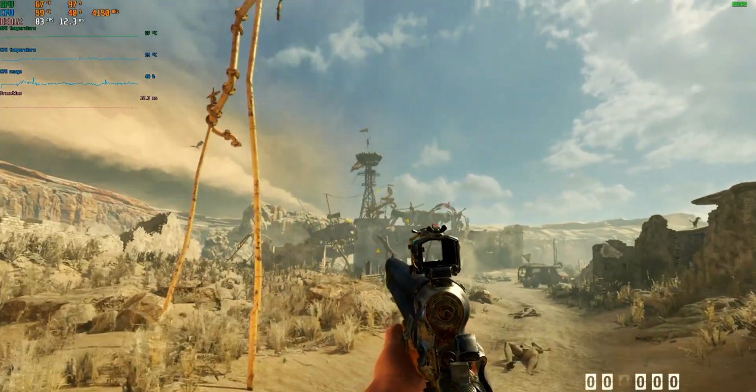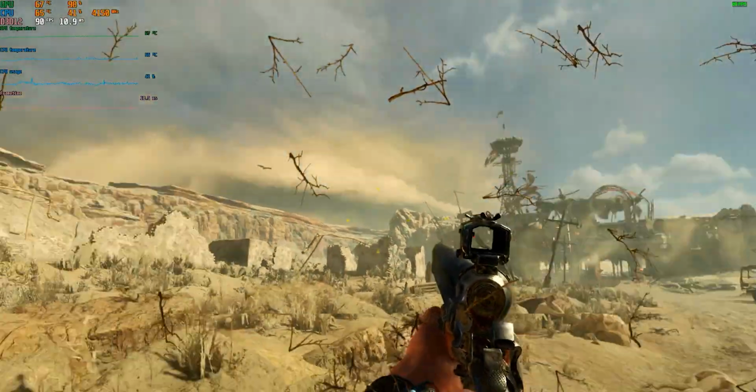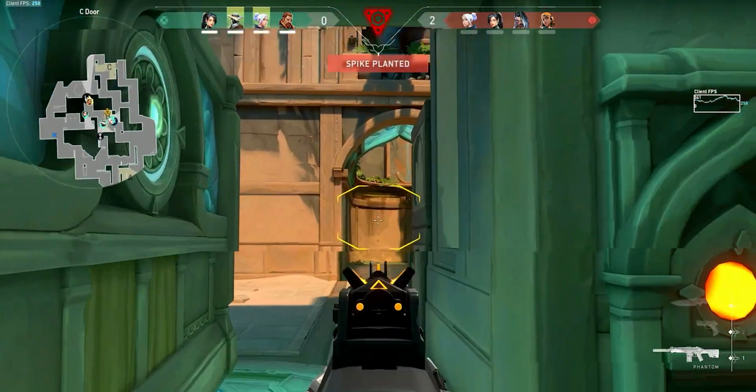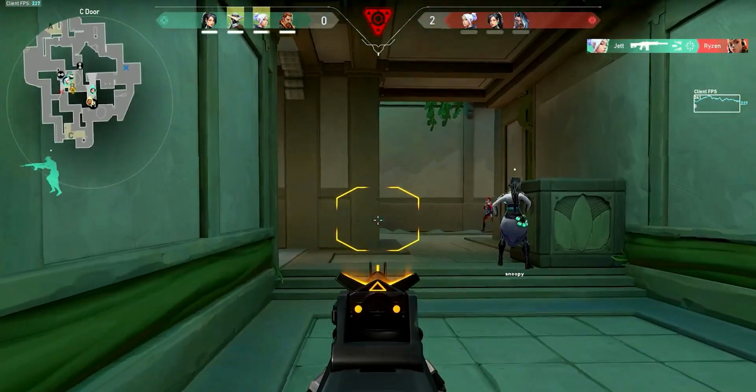Exodus was in the 70 to 90 FPS range in the same area, very playable. Obviously I did not turn on RTX for this. And Valorant was about the same, high 200 to low 300 FPS, very playable, and I'm still just as bad at this as I always was. Hate this game.